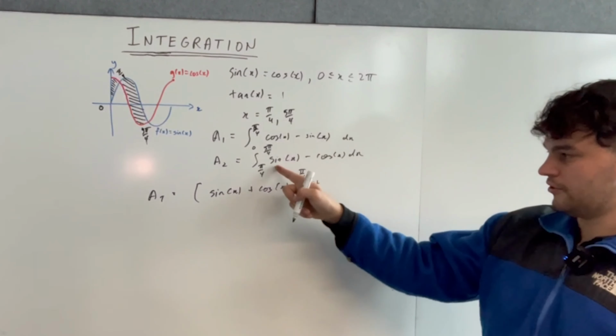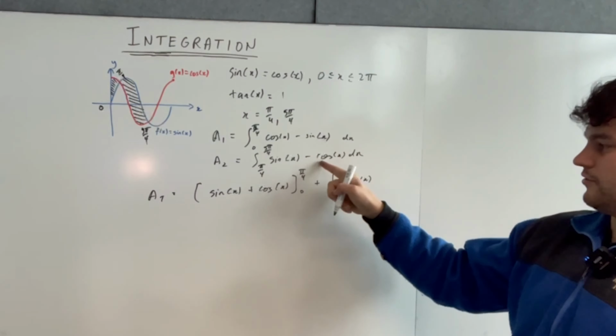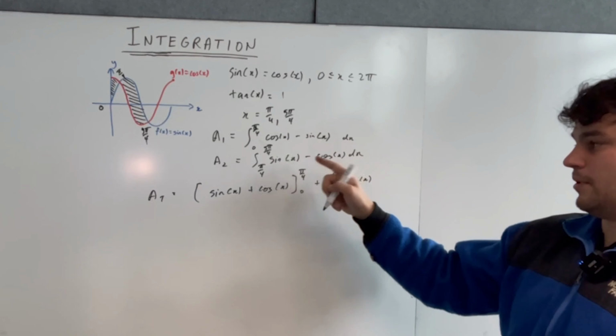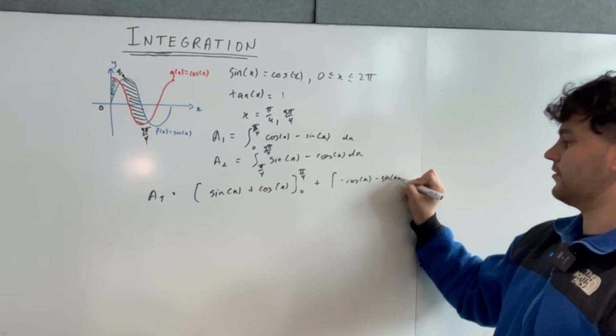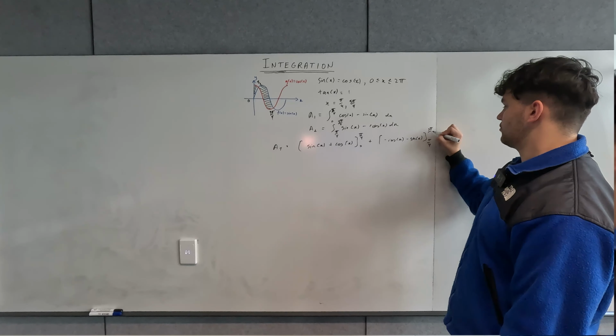Now our other integral, sine. The integral of sine, what's that? That becomes negative cos. And the integral of cos becomes positive sine, but we're minusing it, so it becomes negative sine of x when we do our final calculation. That's from pi on 4 to 5 pi on 4.